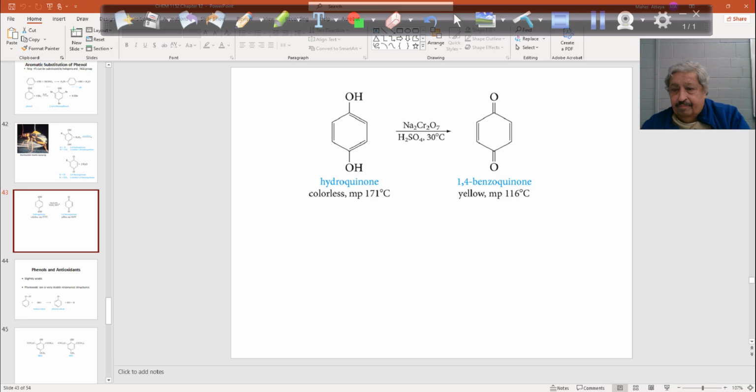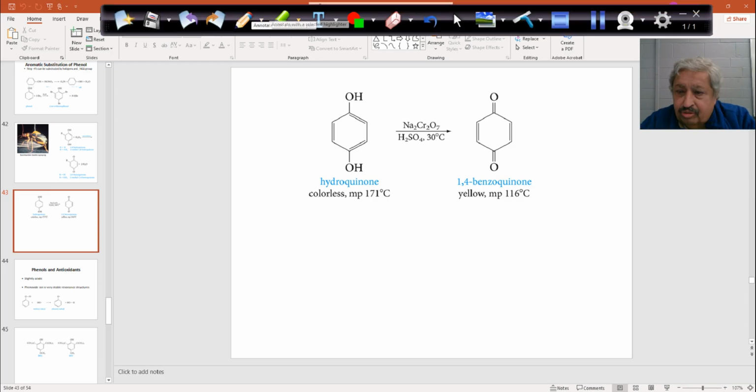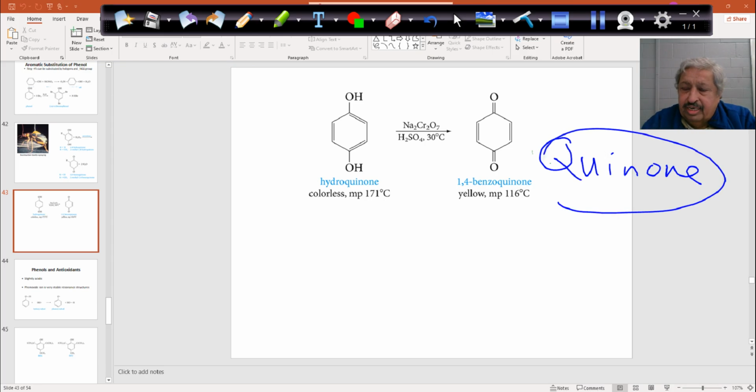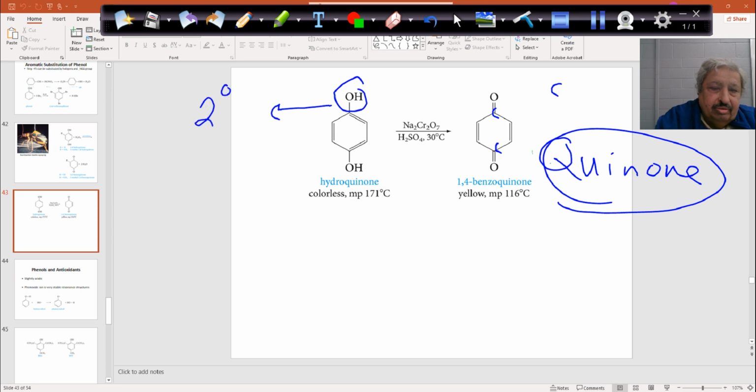This is 1,4-benzenequinone, or just a quinone. A quinone looks, as you can see, like a ketone, because this carbon here is not an alcohol. This one here is a secondary alcohol.